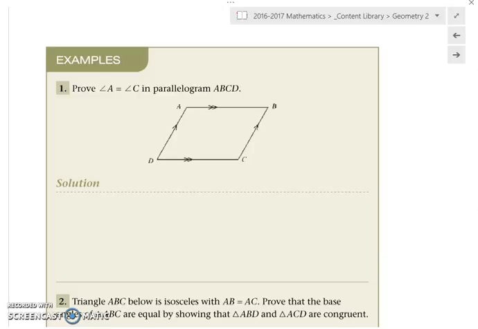Thanks. All right. We have to prove that angle A equals angle C in the parallelogram ABCD. So obviously all of the properties of parallelograms. I wonder if that worked. Okay, sorry about that. So yeah, we can use all the properties of parallelograms. Well, we have to use the properties of parallelograms to prove this. So we need to prove that angle A is equal to angle C.